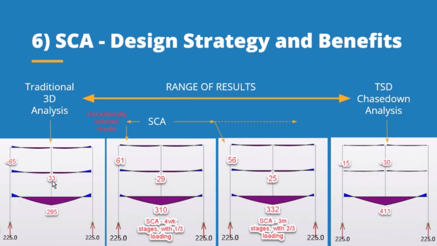I'm also designing it for a sagging moment here, where I'd expect to be designed for a hogging moment. So in the stage construction analysis, this hogging moment at the support drops to 61 and to 56, and the sagging moment in the span also drops to 29 and 25. So you can see some potential economy creeping in the design of these upper beams if you exclude these results and choose to design for one of these values.